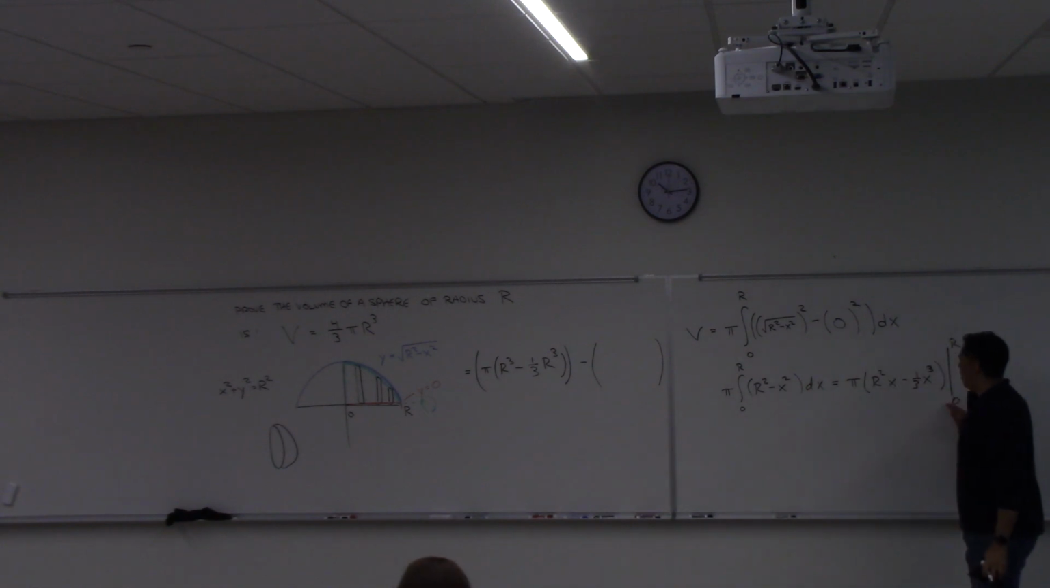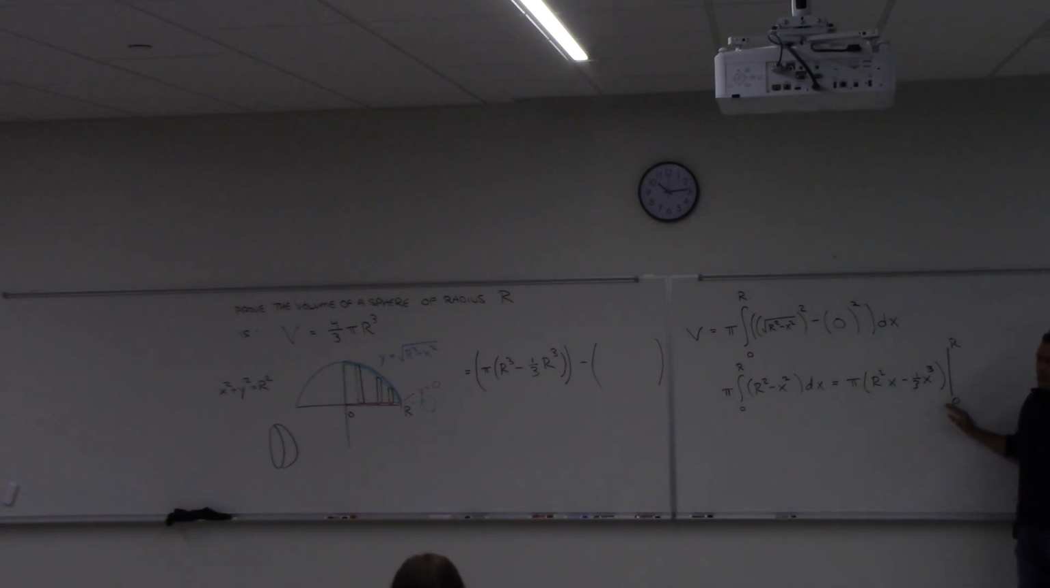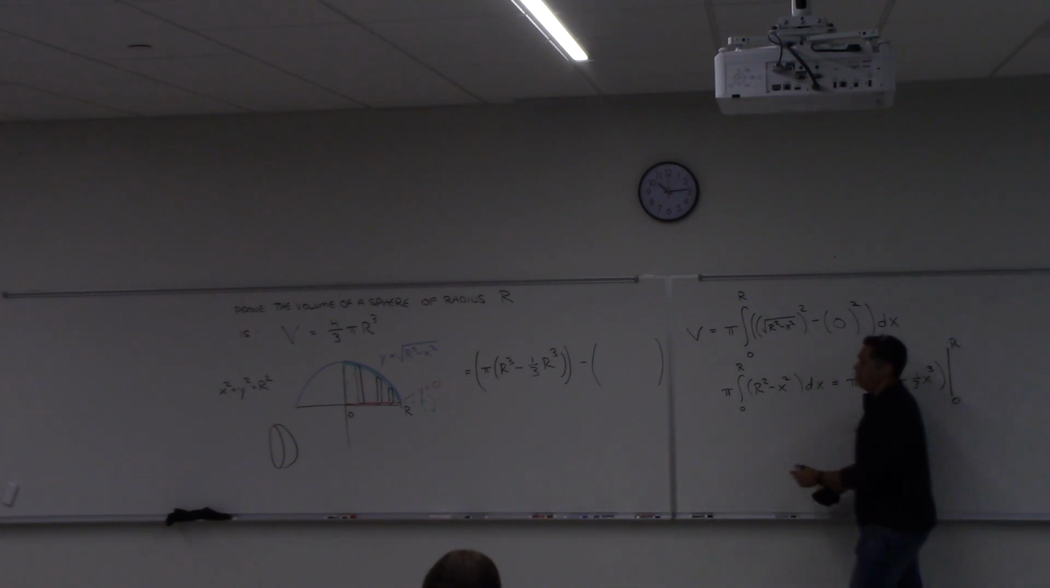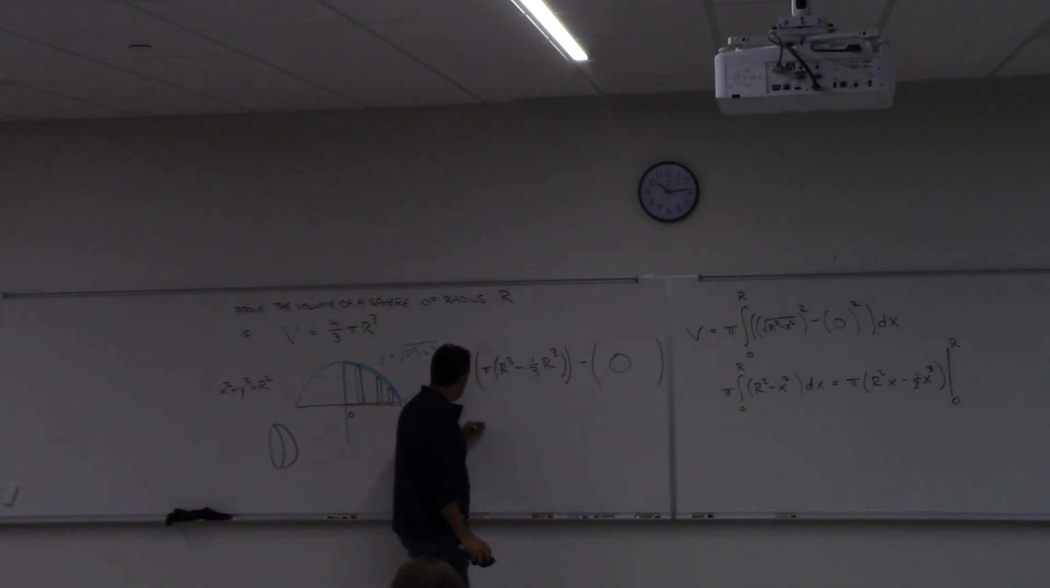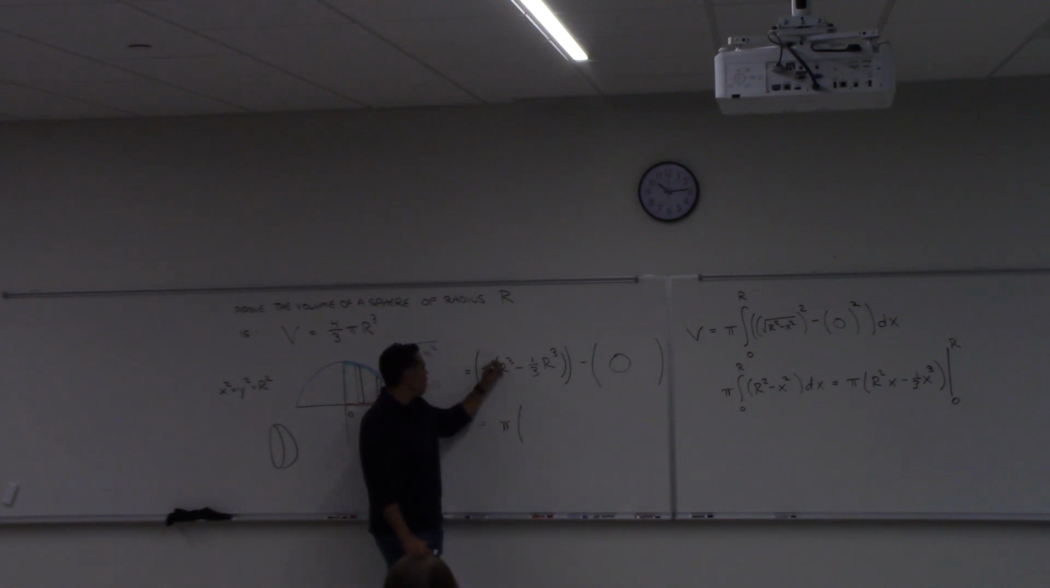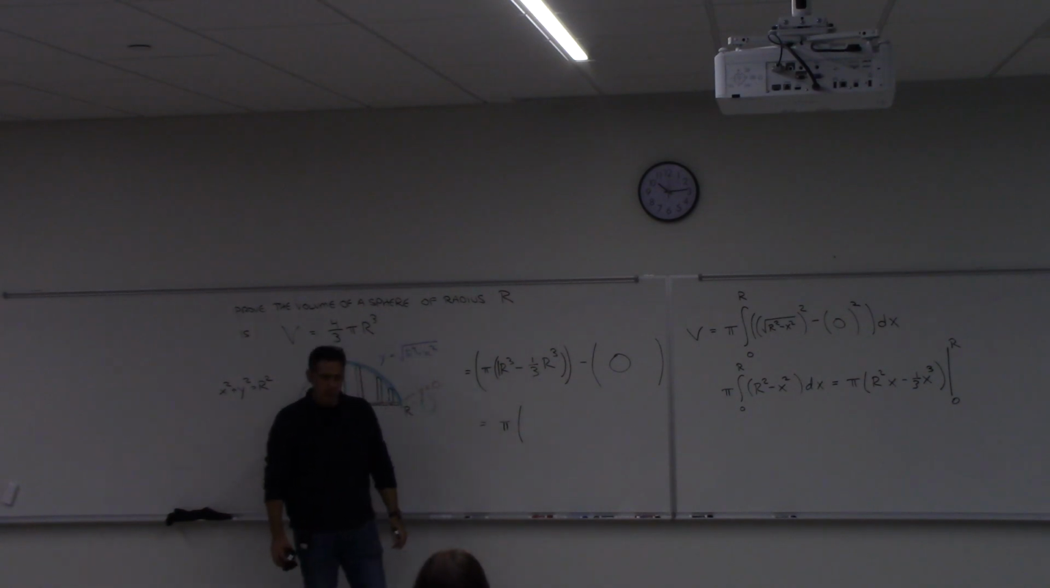Now let's plug in 0 for x. Well, that's nice, isn't it? 0 here, 0 here, pi times 0 is 0. It kills everything off here. I just get 0. And so I have here pi times what happens if you take 1 R cubed and you take away 1/3 R cubed? You get 2/3 R cubed.